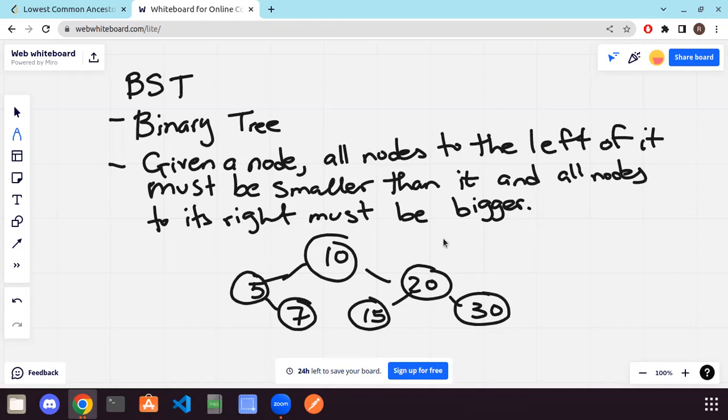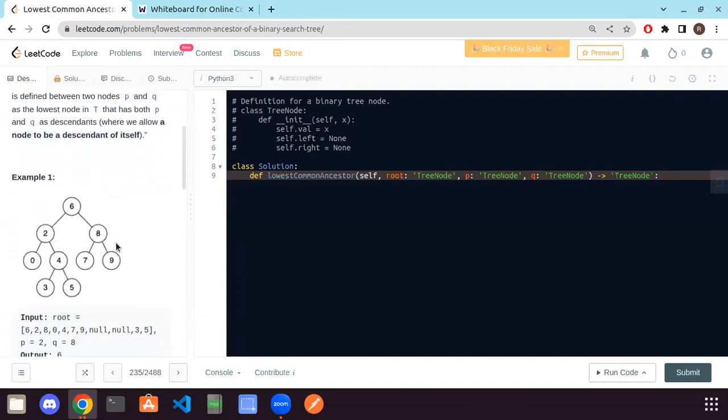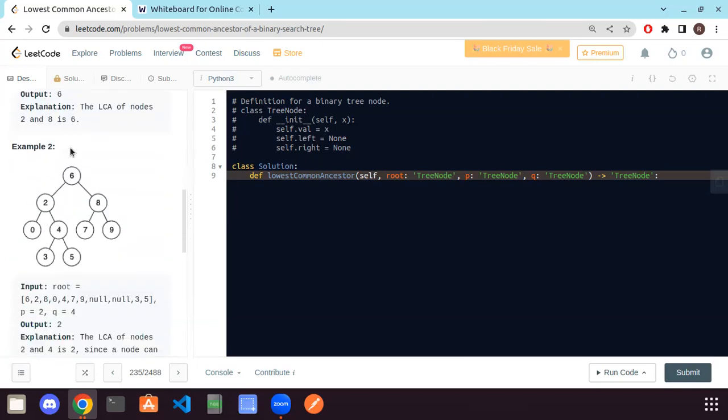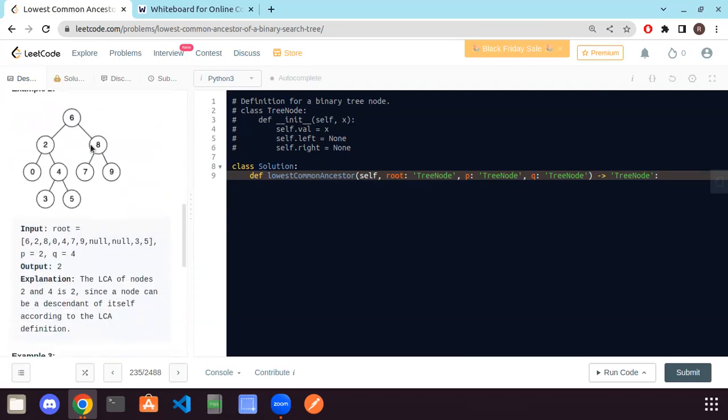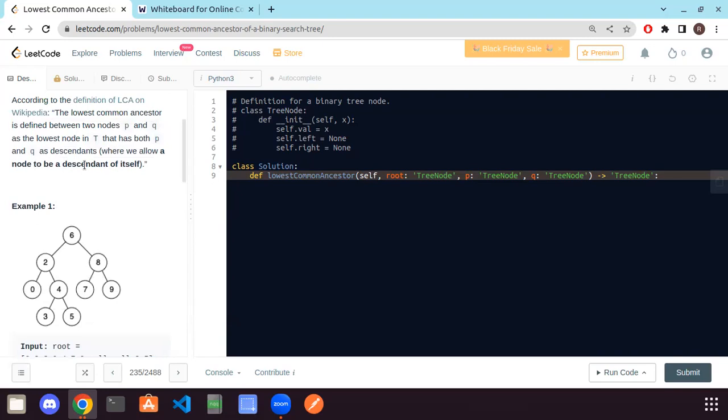So let's go back to the question. For example, here we have the tree, and P is 2 and Q is 8. And we see that the lowest common ancestor of 2 and 8 is 6. And for this example, we have this tree, and P is 2 and Q is 4. And the lowest common ancestor of 2 and 4 is 2, because up here it says that we allow a node to be a descendant of itself.